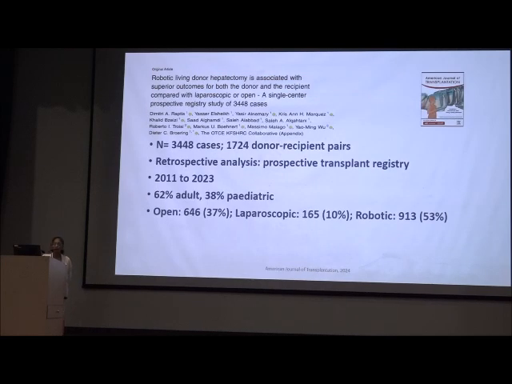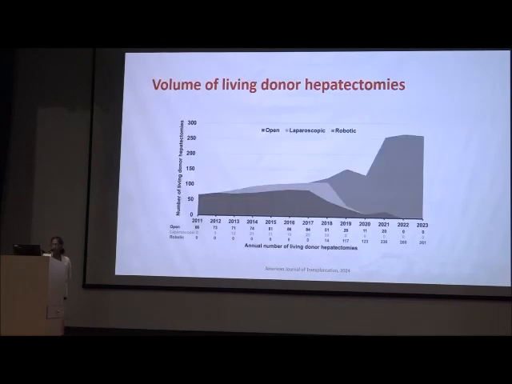So this is one of the largest single center datasets from the same group: 1724 donor recipient pairs from a prospective single center transplant registry, of which nearly half were robotic, a third were open, and 10% were laparoscopic, with 60% adult and 40% pediatric data. This is a very interesting graph. Though it represents the volume of hepatectomies at the King Faisal Institute in Saudi Arabia, it is the general trend which has been seen globally also.